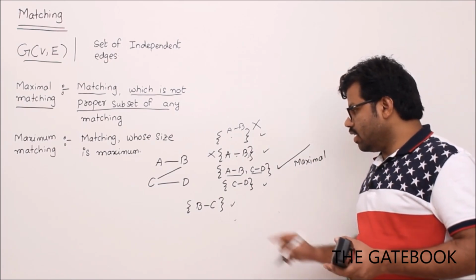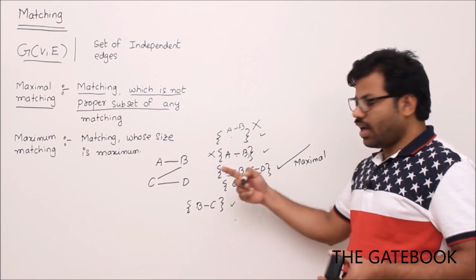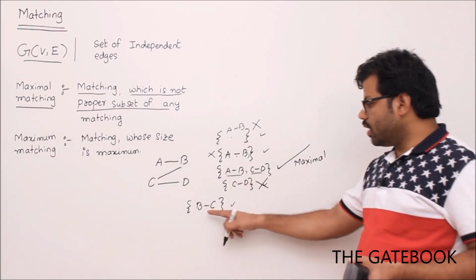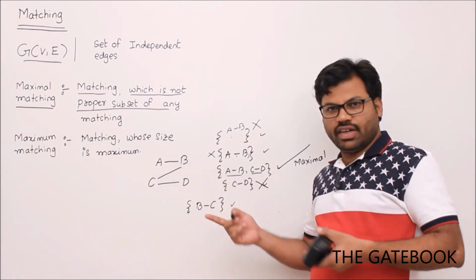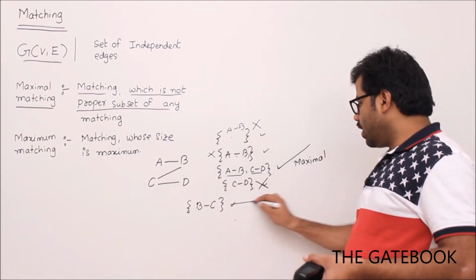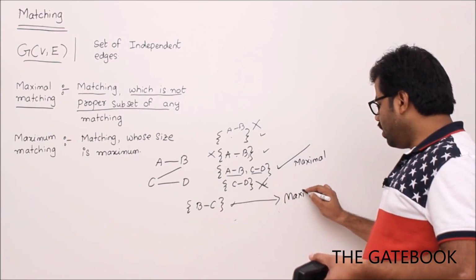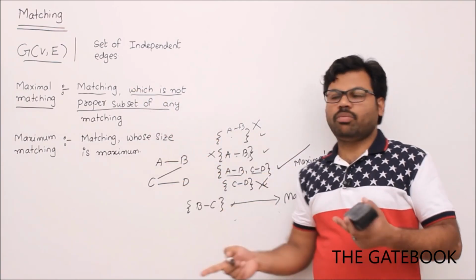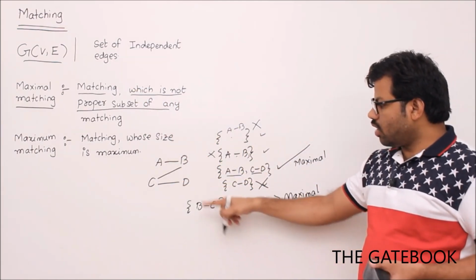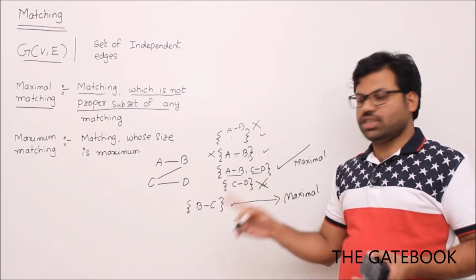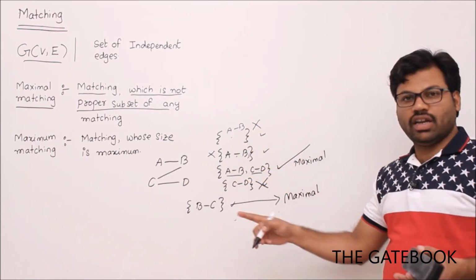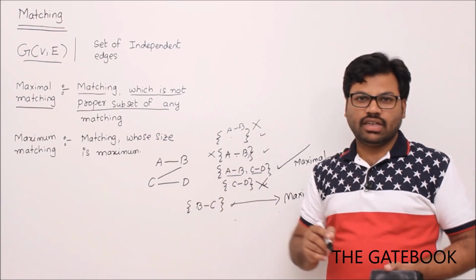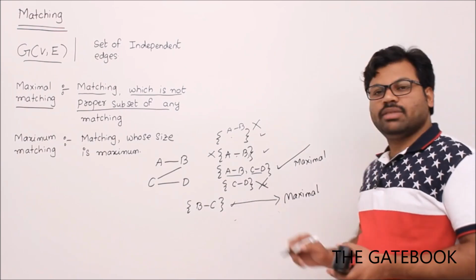Now take CD. For that I can add AB and I can form matching, then this cannot be maximal matching. Now what about BC? For BC you can't add any further edges to it, correct? That's why that is a property of maximal matching. Okay, see the definition. It's a matching which is not a proper subset of any matching. So this is not a proper subset of any matching. Show me if there is any proper superset of this one. Understand? So that's why BC is maximal matching.